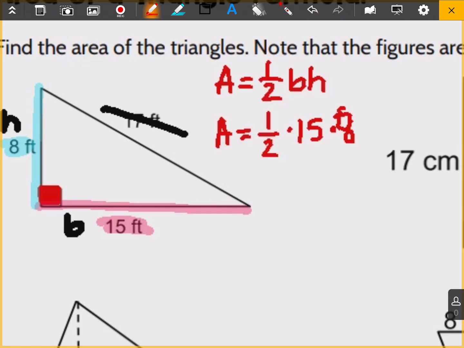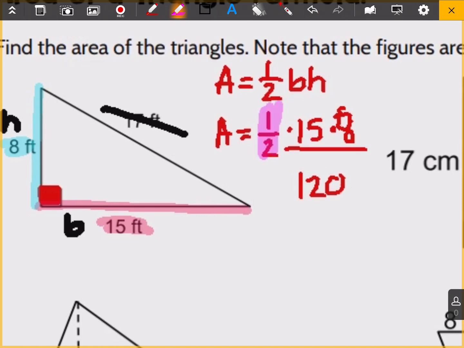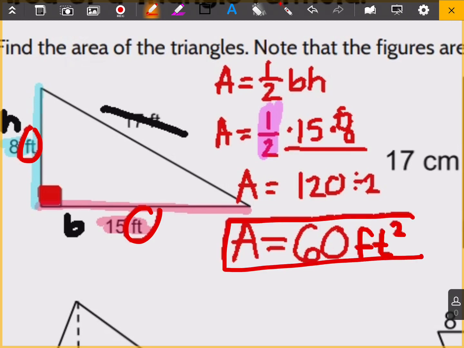So the first thing I'm going to do is the base times the height. 15 times 8 is 120. We know that 1/2 is the same as dividing by 2. So that's exactly what I'm going to do: I'm going to divide 120 by 2. When I do that, I will have my final answer for my area, and that gives me 60. The measurement here is in feet, and because it is area, it is squared, so put that 2 exponent behind the feet.